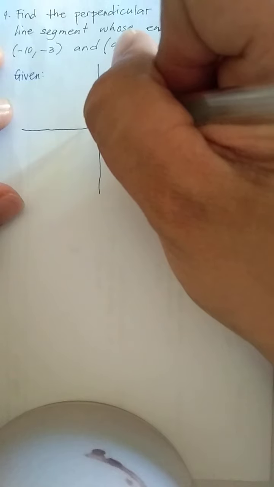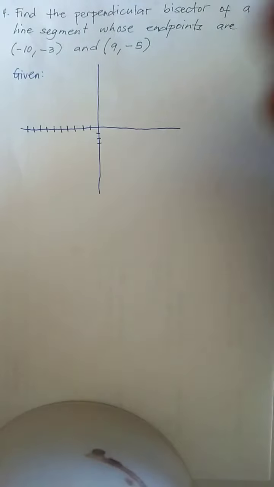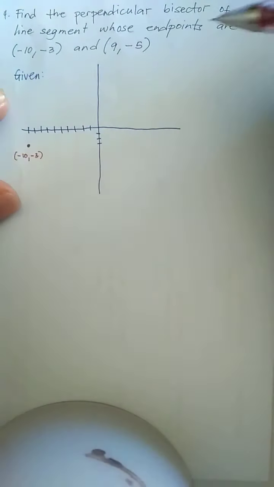So 1, 2, 3, 4, 5, 6, 7, 8, 9, 10. Then -3: 1, 2, 3. Okay, so our first point is here. This is (-10, -3). The second is (9, -5).